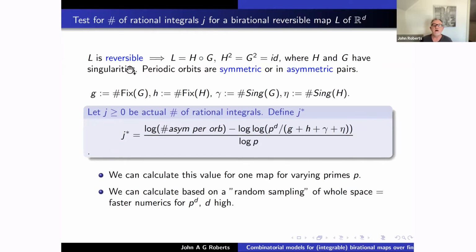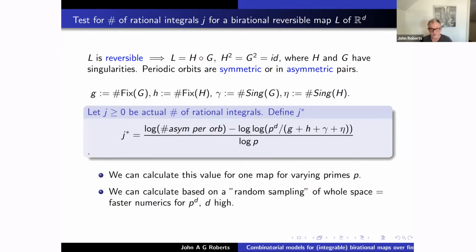Now, as I said, it's nice to have a quick inference as to whether a map has integrals and how many it might have. So take a map that's birational over R^D. Assume it's also reversible, which almost has to be generic if it's going to be a candidate for being integrable. In other words, it's the composition of two involutions. And if it's birational, then these component involutions are going to have singularities. Because if something is reversible and you look at a periodic orbit, you can ask, is it invariant under G or is it not? If it is, we call it symmetric. If it's not, it'll come with a partner, which is its image under G.